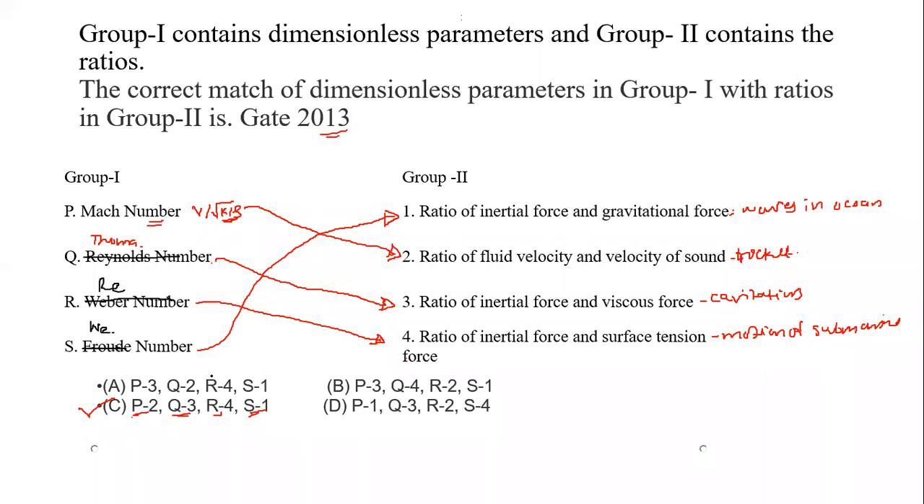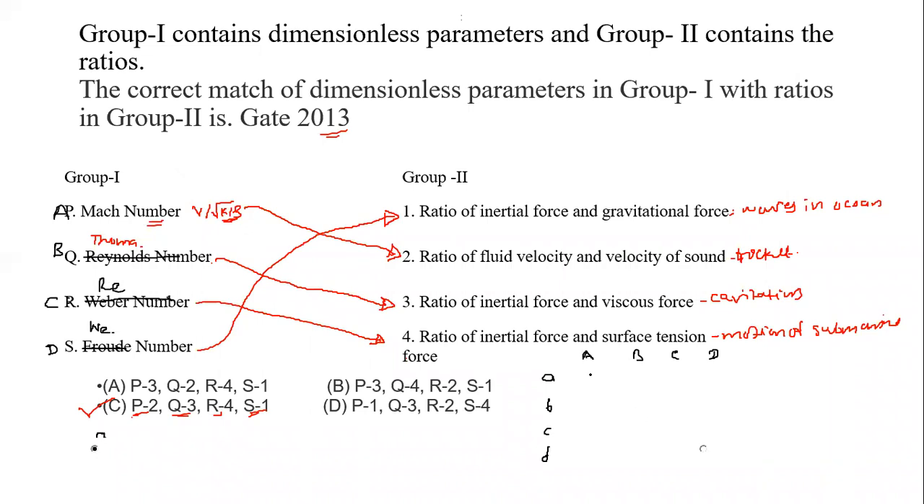Let me check the options. Firstly I write the options here: small a, b. The codes are given as A, B, C, D, capital A, capital B, capital C, and capital D, and there are 1, 2, 3, 4.